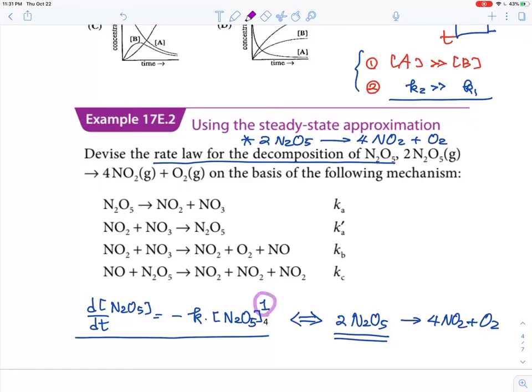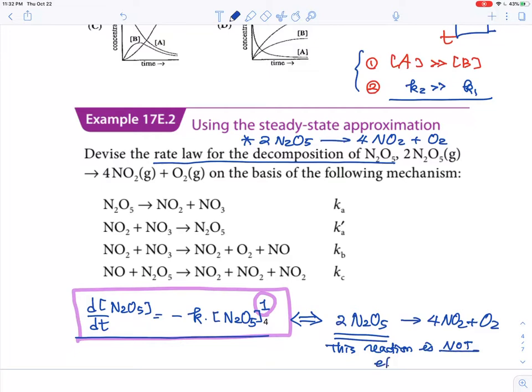So what that really means is that this is an experimental observation, the experiment result. But what this suggests is that this reaction is not an elementary reaction. It is a complex reaction, and that's what it means. So we cannot just predict it. We just have to figure it out.